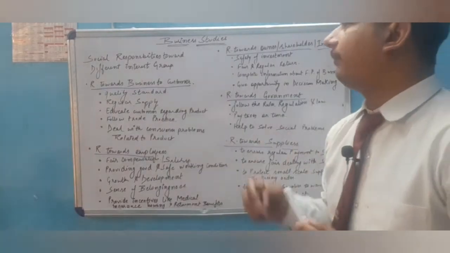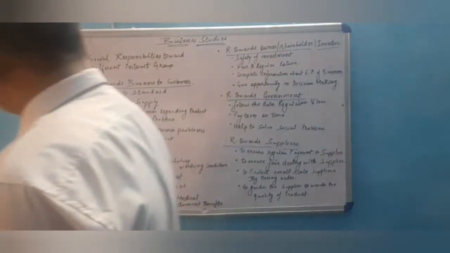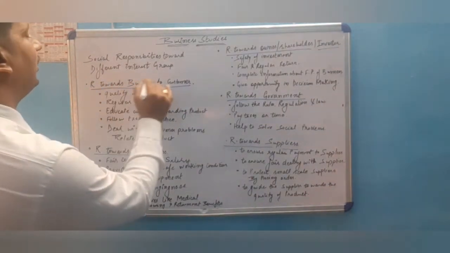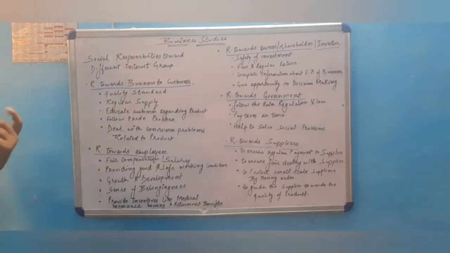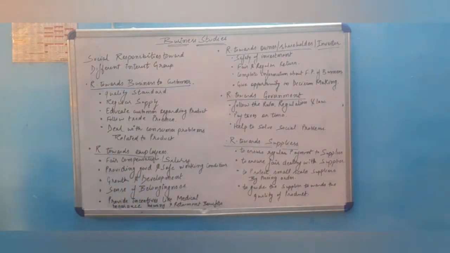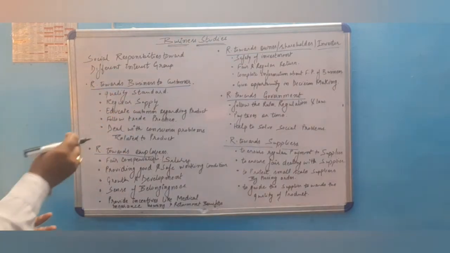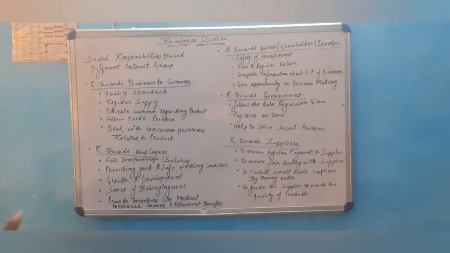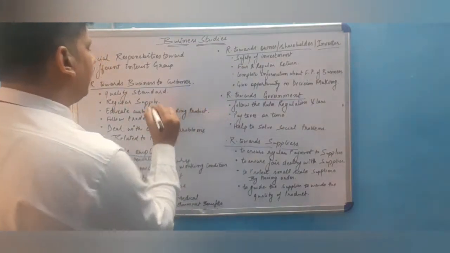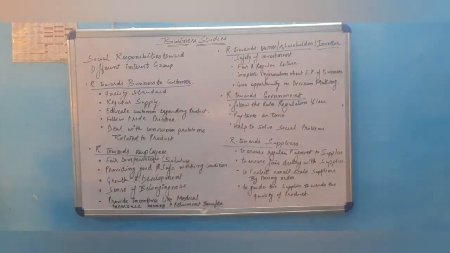Now we will start with the social responsibilities towards different interest groups. The first one is responsibility towards customers. The first point is quality standard. The business should provide the quality standard to the customer. Regular supply of goods and services. There should be a regular supply of goods and services. Educate customers regarding their product. They should educate their customers regarding the products they have launched in the market.